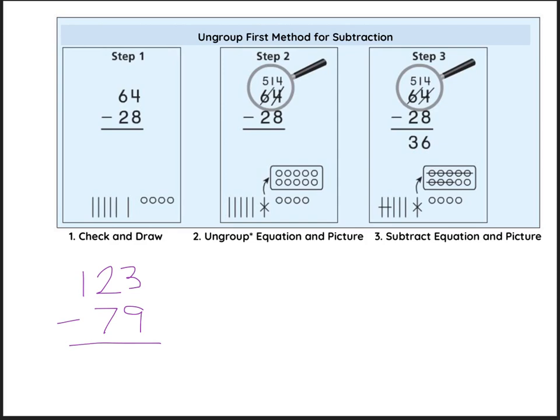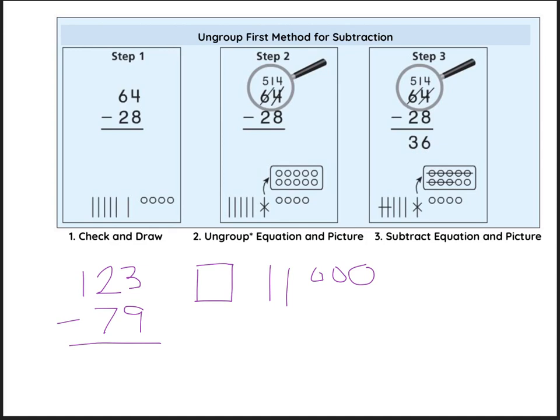So the first job is to check and draw. And what you are checking is whether or not you need to ungroup. You know you need to ungroup when you don't have enough in each place value to subtract. So I'm drawing a picture of my total. 100 is the box, the 2 sticks are 2 tens, that's the 20, and the 3 circles are the 3 ones. So I've drawn 123.